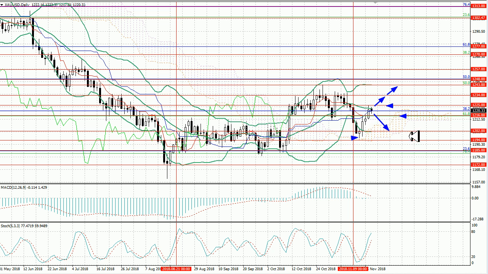Technical indicators do not provide a clear signal. A MACD histogram is at the zero line, its volumes are insignificant. Stochastic is directed upwards. Generally, the continuation of growth is possible, but one cannot exclude a resumed decline if the level of 1216 is broken down.